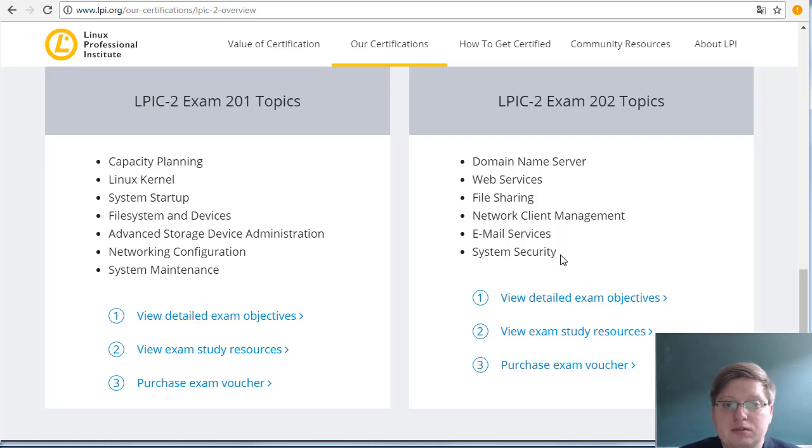And the LPIC-2 second exam very heavily covers the topics that we cover in this system administration course. For example, domain name server, which we don't cover in depth, but all the knowledge from this course can help you answer these questions in that topic also. Web services, more precisely Apache, file services, Samba, network file services, cloud services, network client management, email services, Postfix, and system security, SSL certificates, TLS.